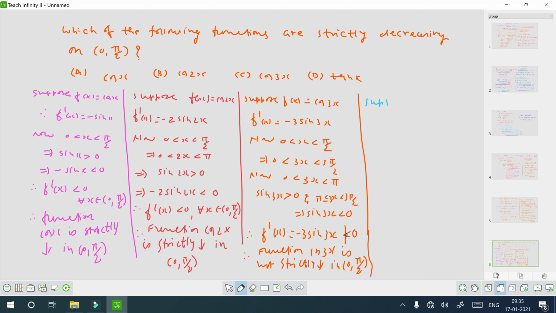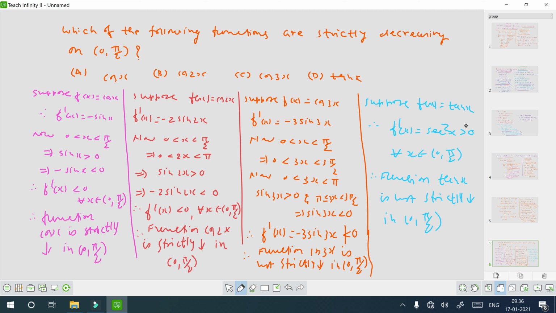Suppose f of x is equal to the fourth one, tan x. So what happens if f dash x is equal to sec square x, and we know that is greater than or equal to 0 for all x, only greater than 0 for all x belongs to 0 to pi by 2 in the first quadrant, and therefore function tan x is not strictly decreasing in 0 to pi by 2.